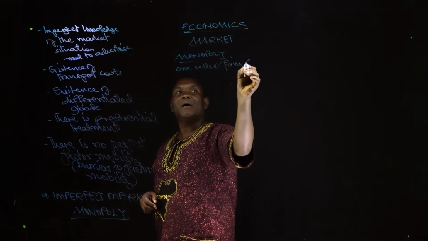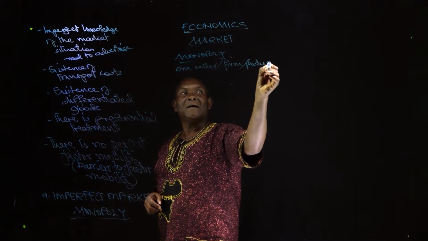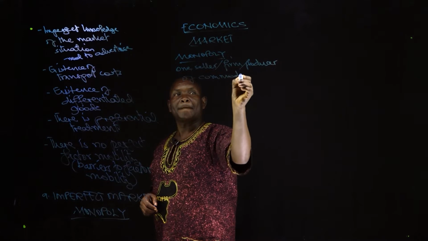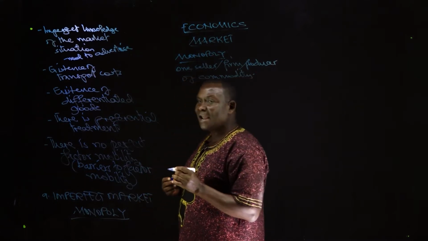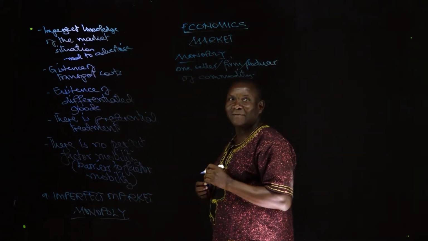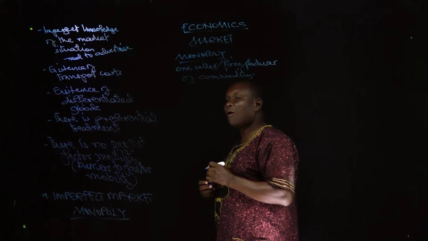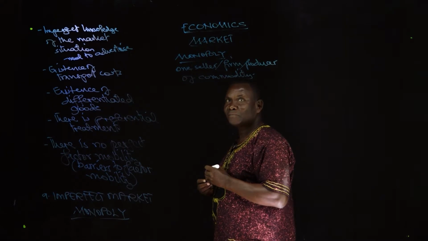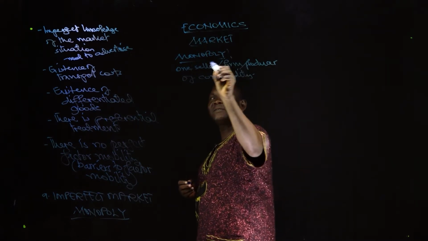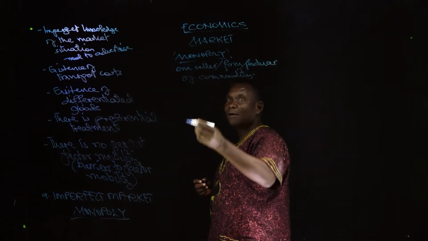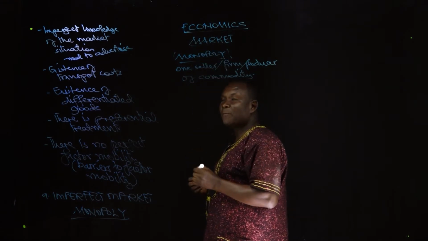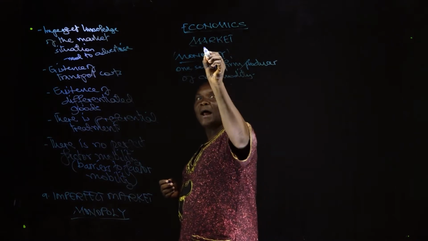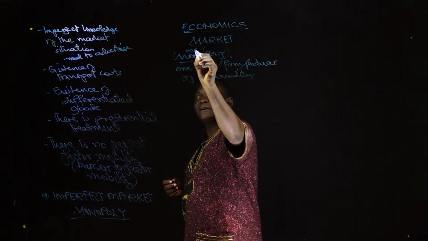One firm, one producer of a commodity. So when in a market you have only one seller, one producer of a commodity, we say that market is a monopoly. A word which has been derived from two Greek words, mono implying one and polos meaning sellers. So one seller.